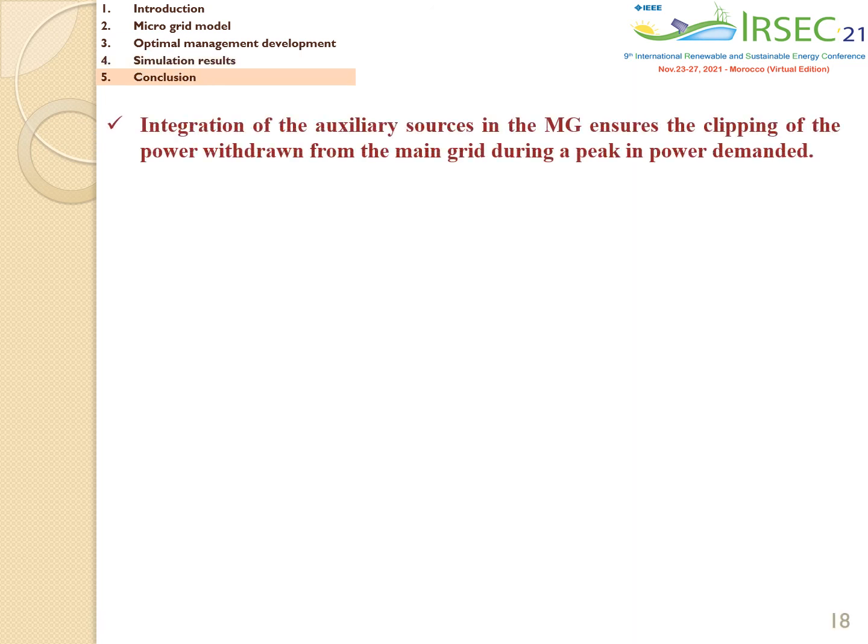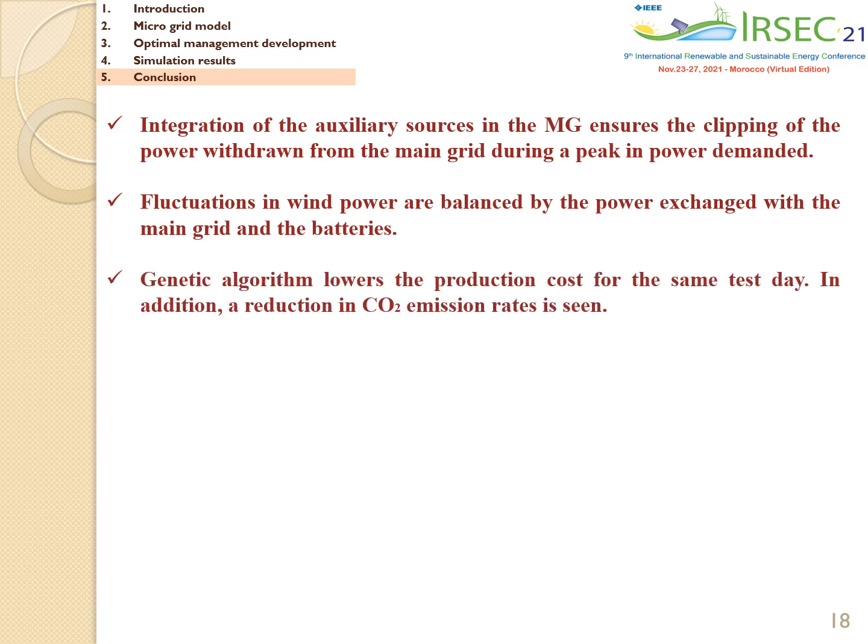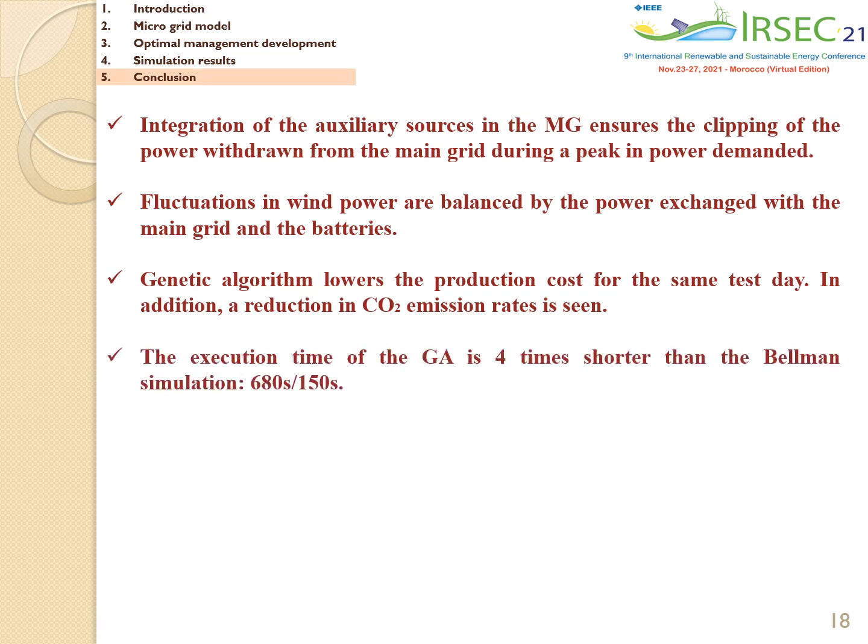As a conclusion, we can say that the integration of auxiliary sources ensures the clipping of the power withdrawn from the main grid during peak demand. Fluctuations in wind power are balanced by the power exchanged with the main grid and the batteries. Genetic algorithms lower the production cost and CO2 emission rates for the same test day. The execution time in GA is also 4 times shorter.